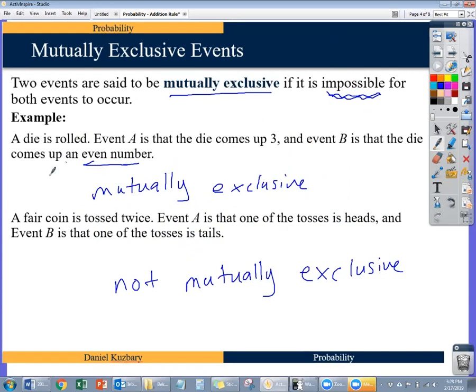But this is one where they're mutually exclusive because you can't roll a 3 with a die and it also be an even number, because 3 is an odd number. You can't have it both ways.